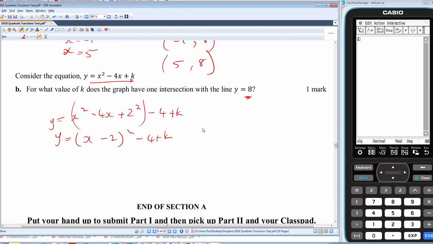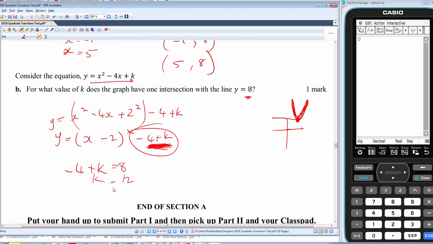Right, so what's going to happen is this has a turning point here, and the turning point here needs to be along the line y equals 8. So what needs to happen is that needs to happen on the line y equals 8. So this value here needs to equal 8. Okay, it needs to go 2 to the right and 8 up. So this value here needs to be 8. So negative 4 plus k needs to equal 8. k must be 12.